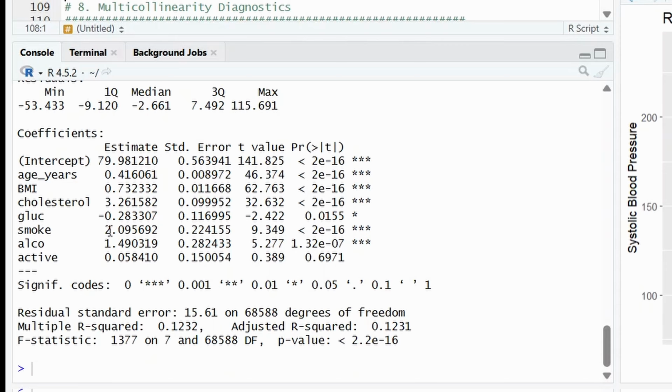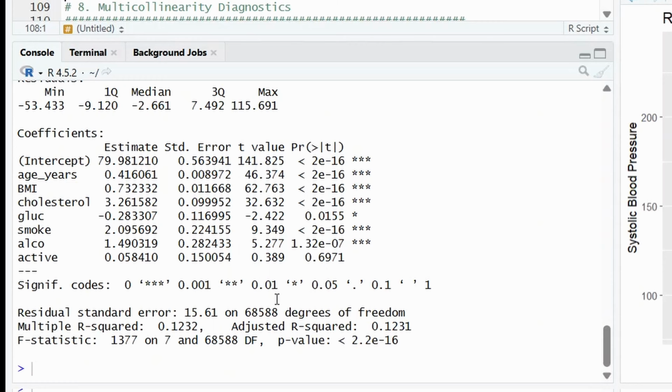Smoking and alcohol use are associated with small but significant increases of 2.1 and 1.5 millimeters of mercury, respectively. Glucose has a very small negative effect, and physical activity is essentially zero, indicating no significant linear association in this dataset. The asterisks next to the coefficients show significance. Three asterisks means highly significant, while no asterisk means not significant. Most variables except physical activity are statistically significant predictors of blood pressure.